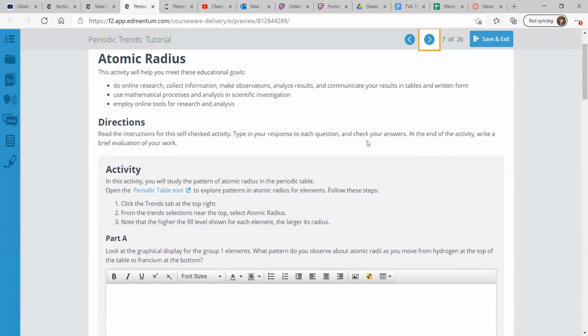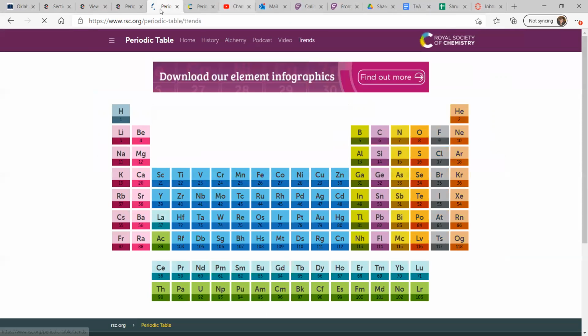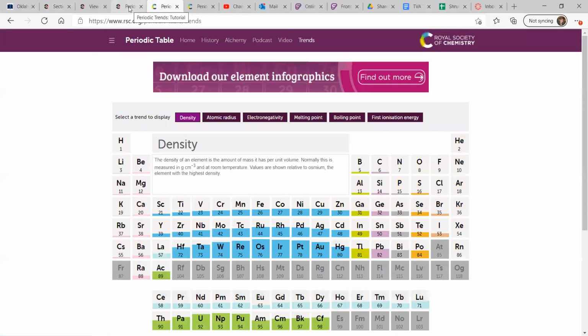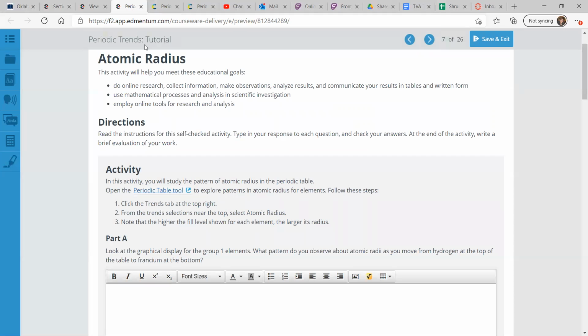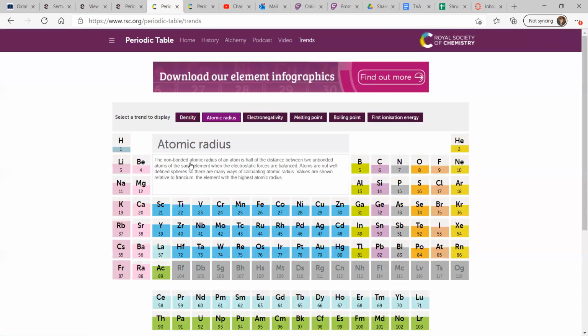This activity tells you to open the periodic table tool that we looked at before, to explore patterns in atomic radius for elements. So we'll click that, click the Trends tab up here. And then from the trend selection near the top, we're going to pick atomic radius. Okay.